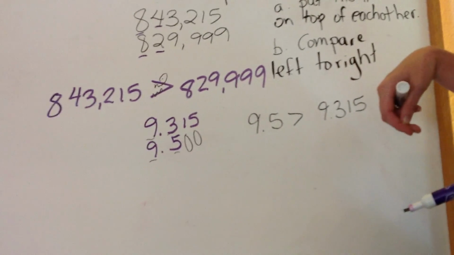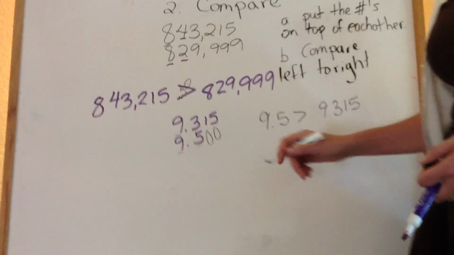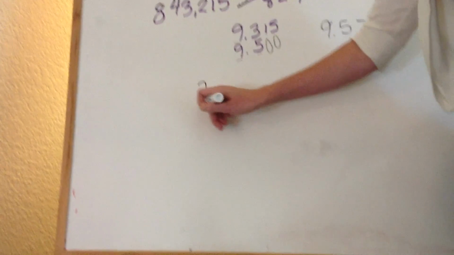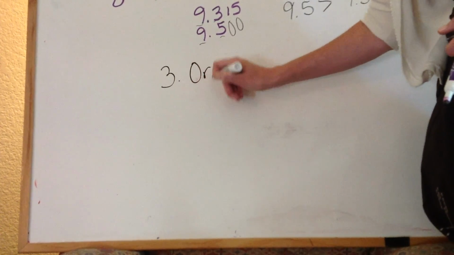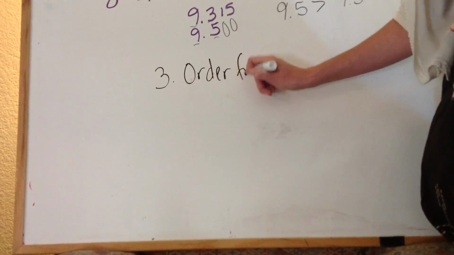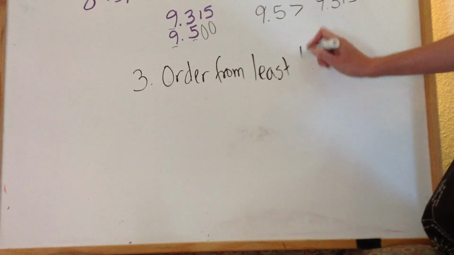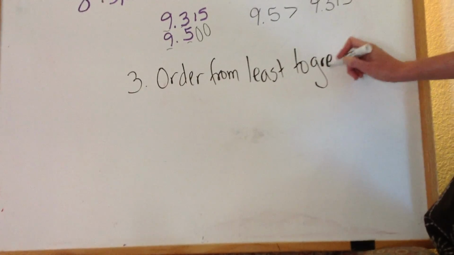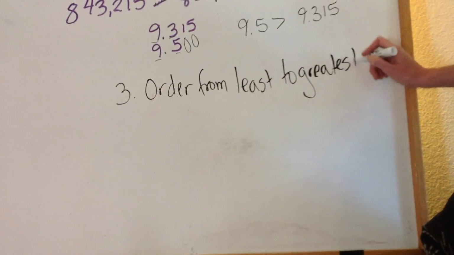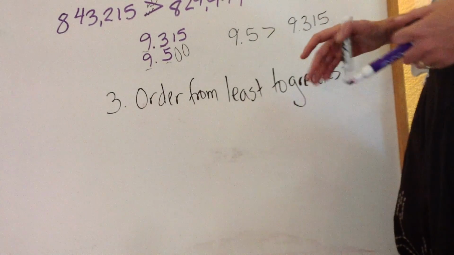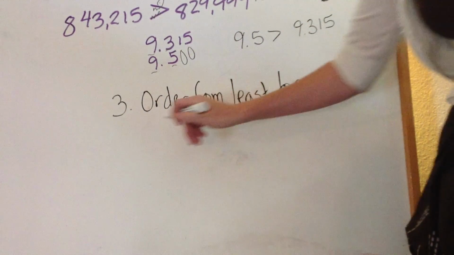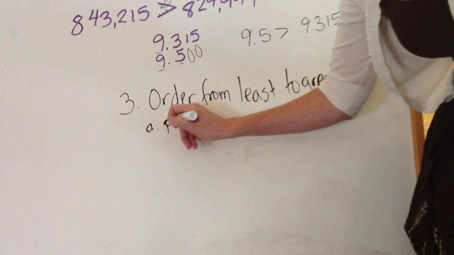But now we need to order the numbers. So this is going to be step number 3. Order the numbers from least to greatest, smallest to biggest. And it's exactly the same steps as we had before. Step number 1 is to put them all on top of each other. So again, put on top of each other.